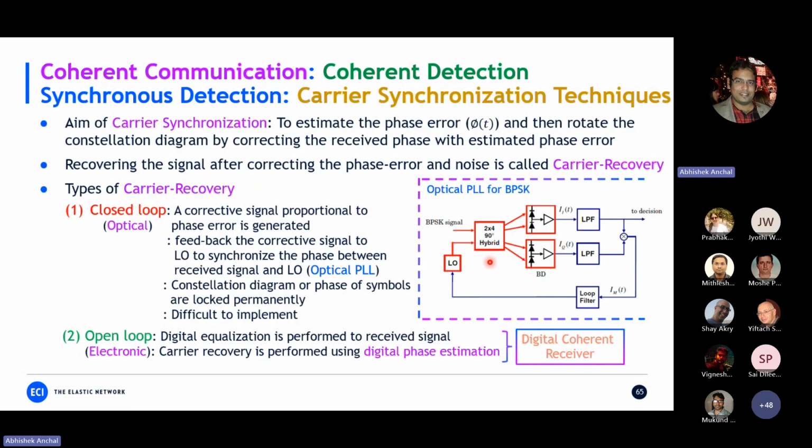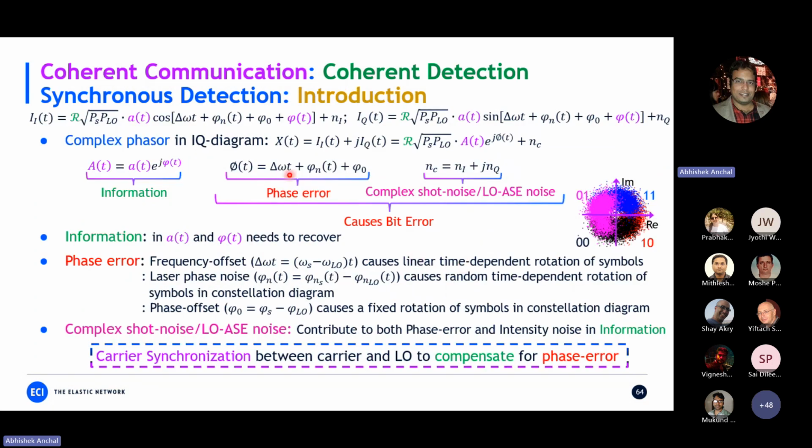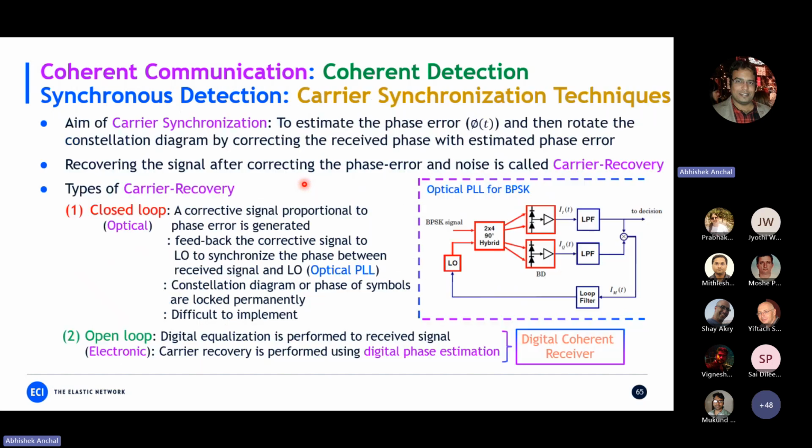And the phase lock loop being complete means that the phase of the carrier and the phase of the local oscillator are the same. The noise term and the phase offset term, not the information term, and the frequency is also the same. So this term basically is almost reduced to zero. Not always, not exactly, but almost reduced to zero. And this is one way of getting carrier recovery. That's called closed loop or optical PLL.